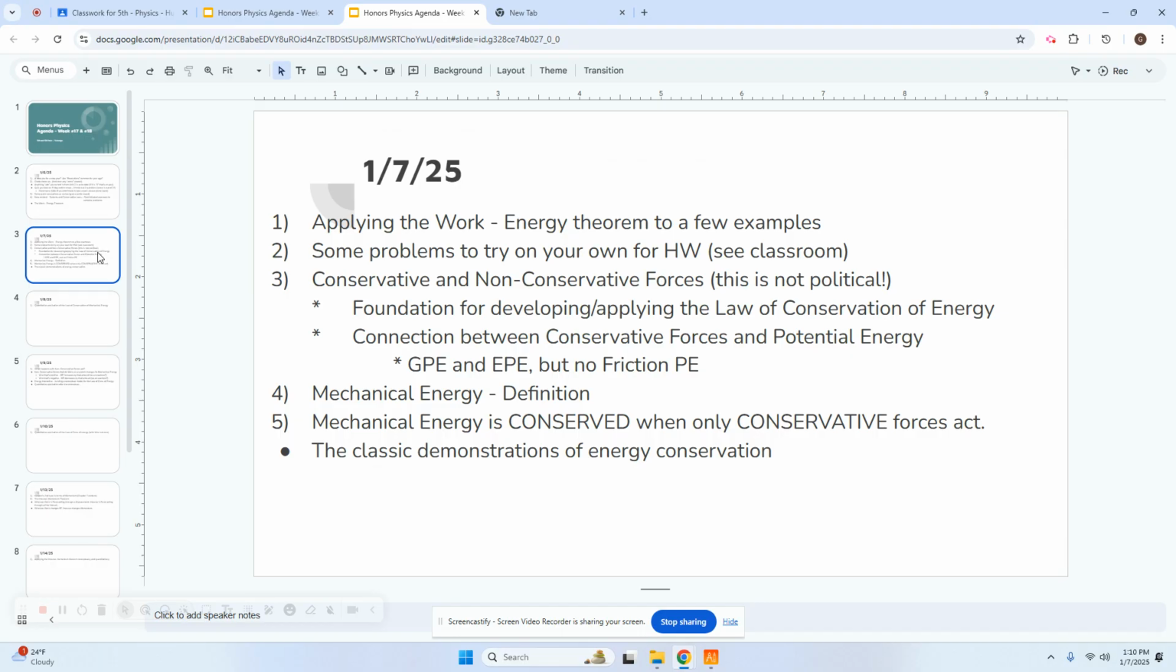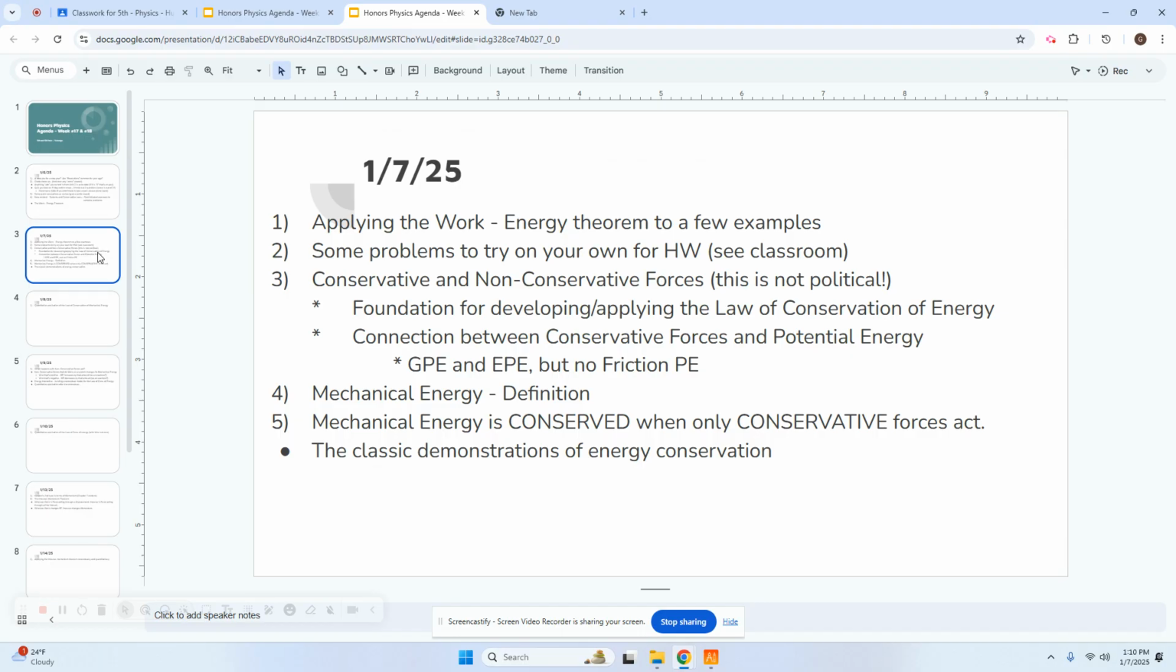This is not a political thing, right? So I'm not talking about conservative versus liberal kinds of things. This is about conservative forces. It's the foundation for developing and applying the law of conservation of energy. And then we're going to connect conservative forces to potential energy.